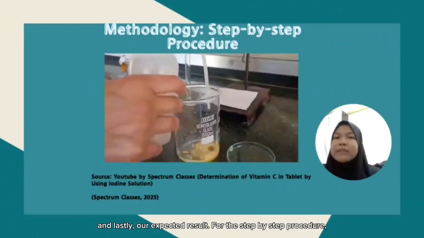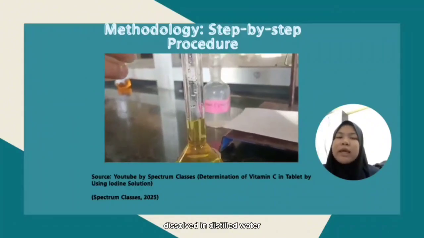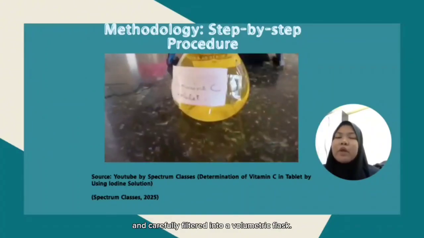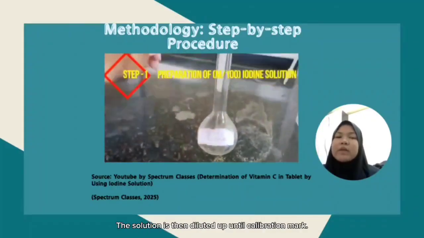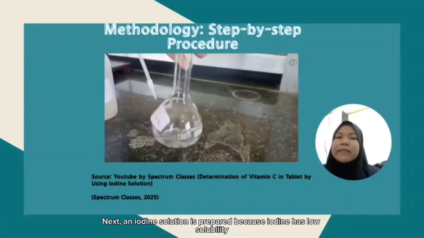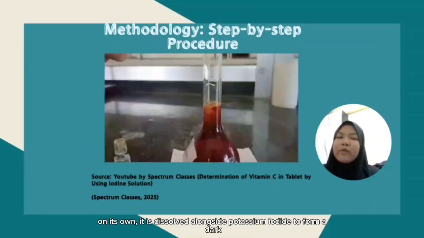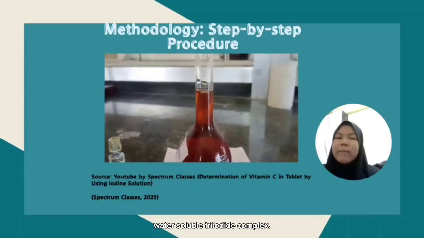For the step-by-step procedure, firstly, a commercial vitamin C tablet is crushed, dissolved in distilled water, and carefully filtered into a volumetric flask. The solution is then diluted up to the calibration mark. Next, an iodine solution is prepared. Because iodine has low solubility on its own, it is dissolved alongside potassium iodide to form a dark, water-soluble triiodide complex.